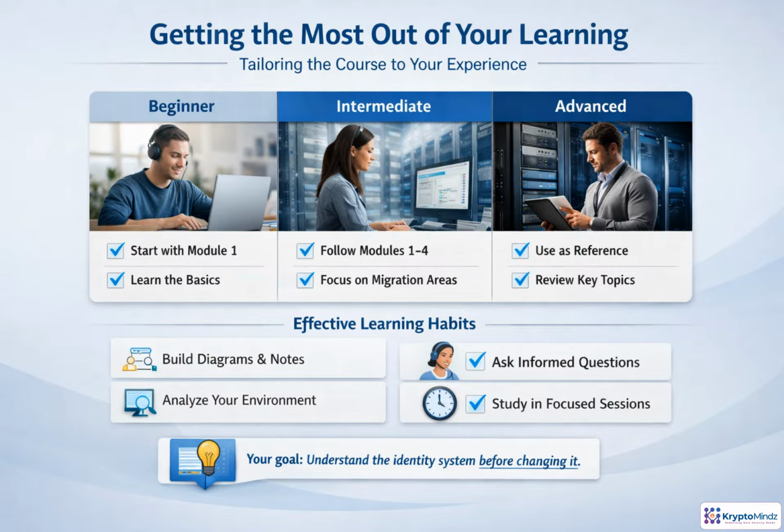Use this course strategically based on your experience. If you're newer to Active Directory or Entra ID, start at Module 1 and move in order. Don't skip the foundations. If you're intermediate, work through the first 4 modules, then spend extra time where your migration responsibilities are deepest. If you're advanced, use the course as a reference, but still review assessment, architecture, rollback, and governance. Most importantly, study actively. Build diagrams, take notes, compare concepts to your environment, and ask questions that include both your current state and target state.